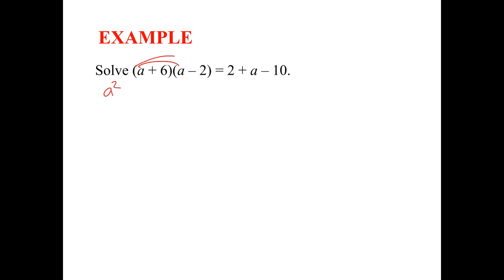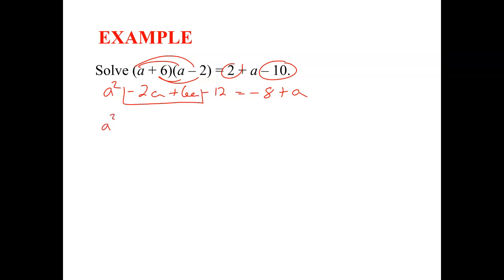A squared, negative 2a, positive 6a, negative 12. We can go ahead and simplify a little bit on the right side. 2 plus negative 10. Okay, so I've got negative 8 plus a. Combine like terms on the left. Negative 2 and positive 6. Say again. 4a minus 12. Negative 8 plus a. Now I need to get everything on the same side. Okay.